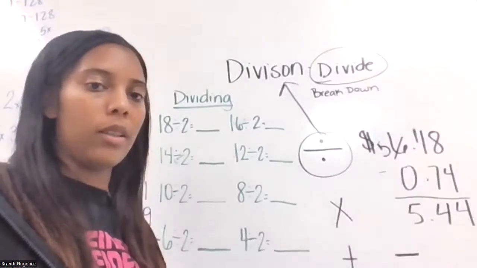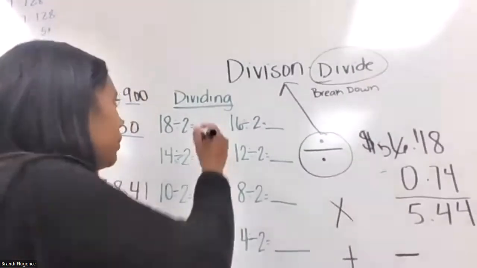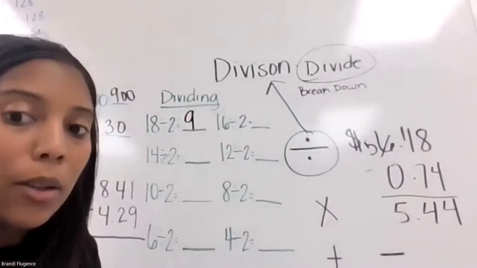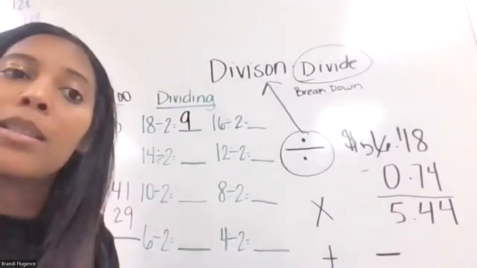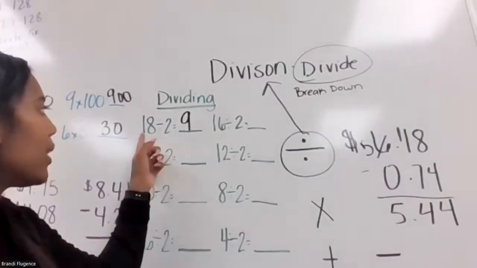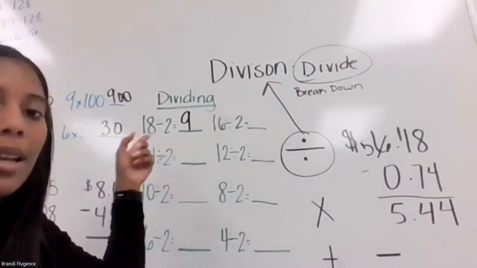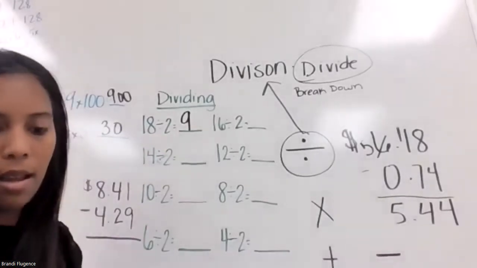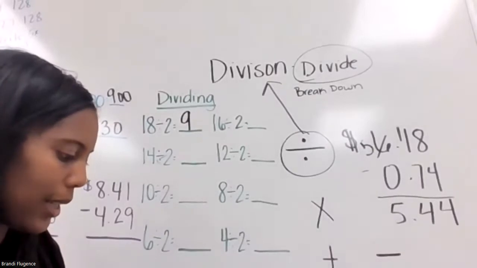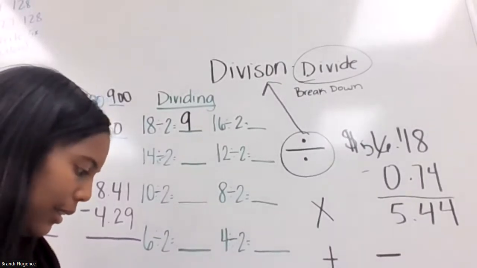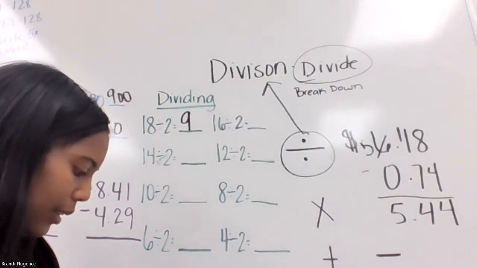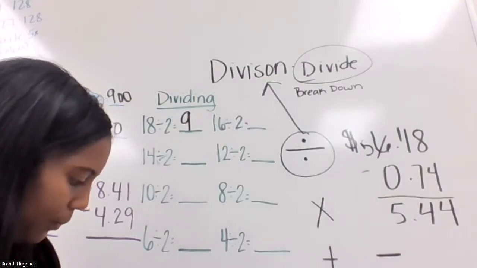8. 9. It will be 9. 18 divided by 2 is 9 because 9 times 2 is 18. So when I split 18 in half, I have 9 on both sides. So 18 divided by 2 is 9. 9. Yeah. Well, 9 plus 9 is 18. I'm just using my math thing.